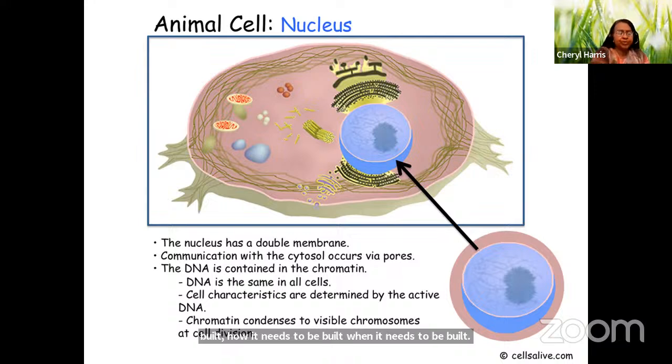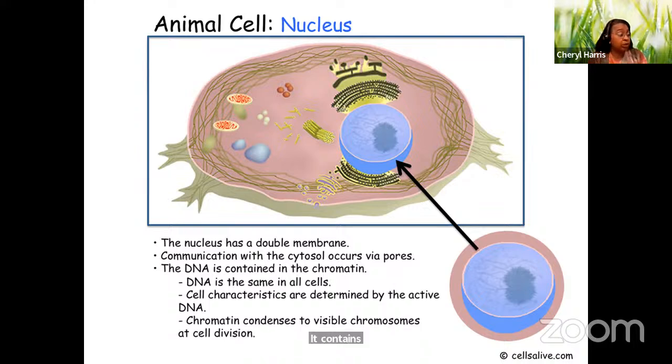So the DNA contains chromatin material. DNA is only located in the nucleus. It's nowhere else in the cell, and it never leaves the cell. So when we start talking later on about cell reproduction, we're going to talk about how the DNA is going to make a copy of itself.